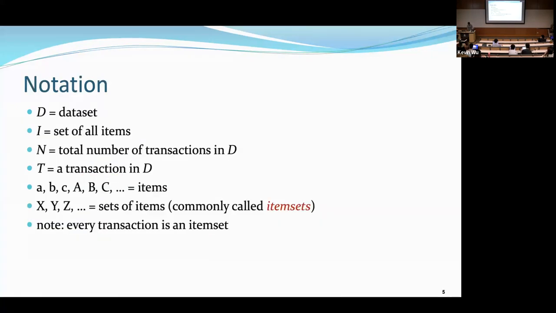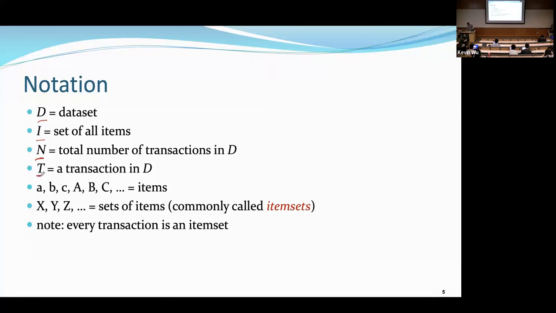Now, to facilitate our discussions, let us first define some notation. Let us use D to represent a data set, which is a collection of transactions or transactional records. And let me use I to represent the set of all items that are being carried by supermarkets. For example, if the supermarket sells 1,000 different products, then the set I would be a set of those 1,000 items. So this is the set of all the items, considering all the products. And let me use N to represent the total number of transactions in the data set.